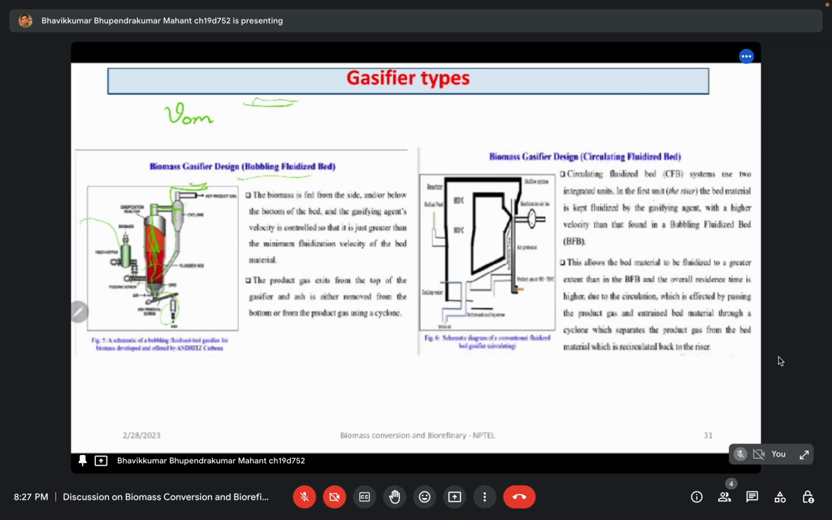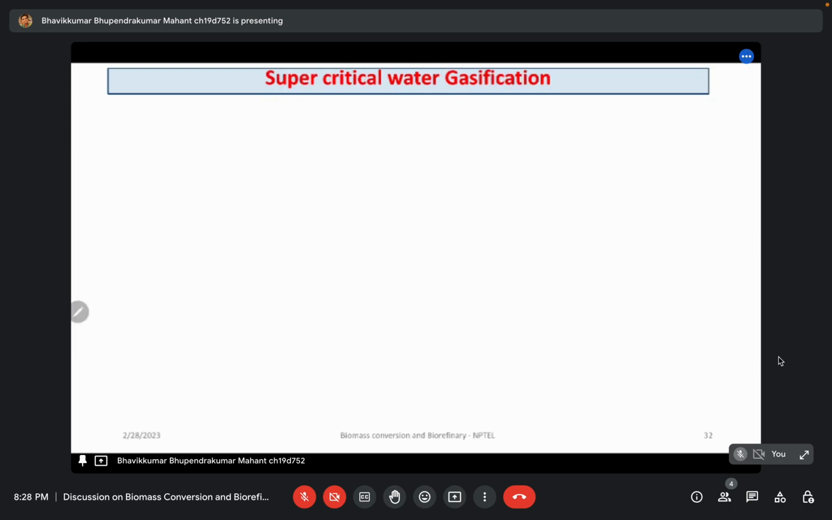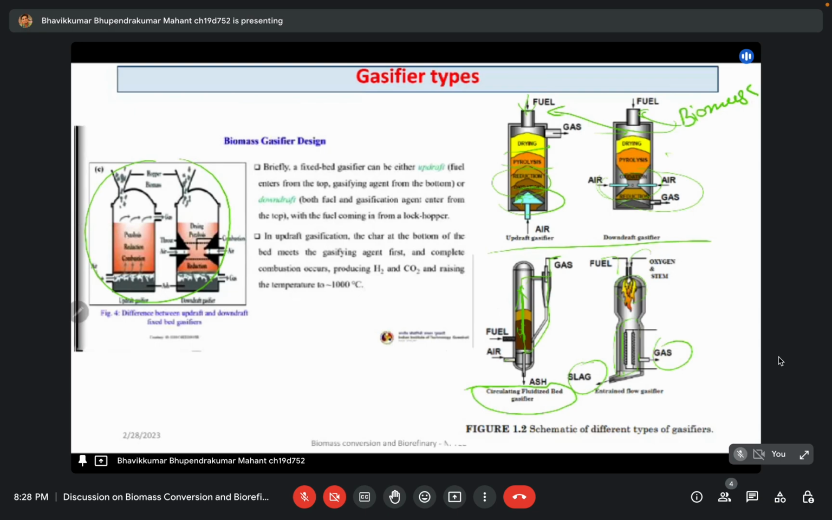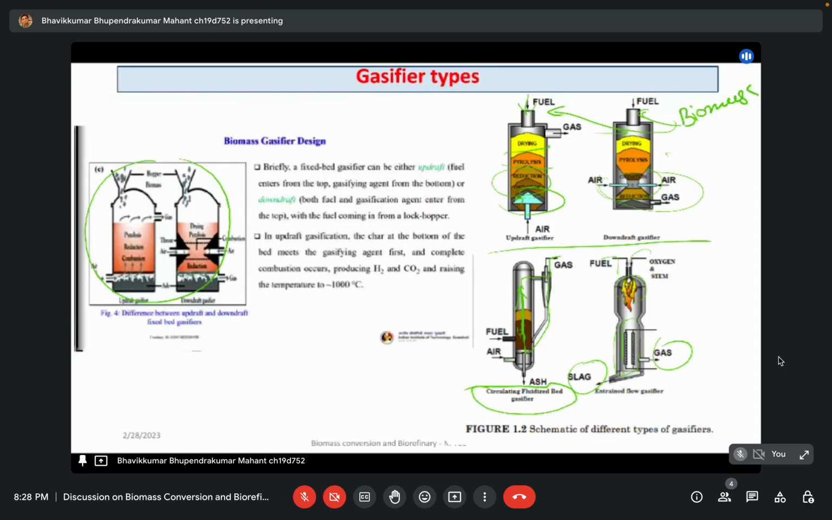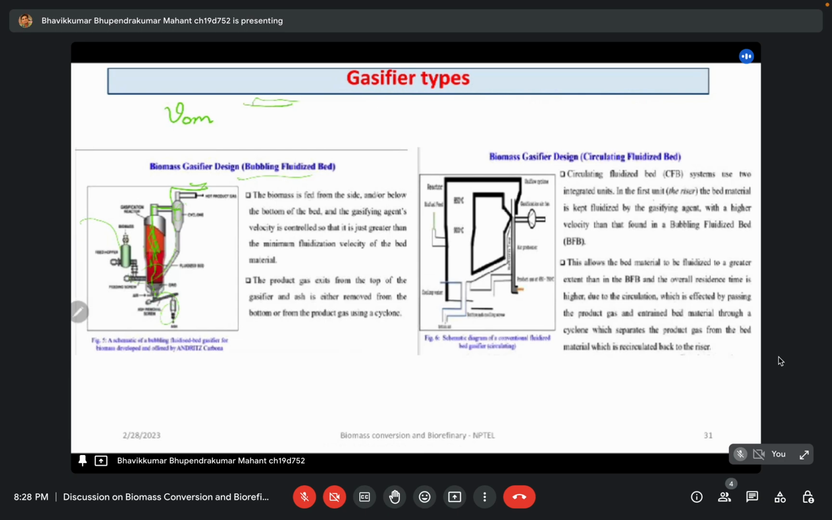Here, maybe you can't see properly, but if you just consider this one, it's like the bubbling fluidized bed. Anyway, this is a circulating fluidized bed. Here we are providing very high velocity, so the whole bed is in circulation mode. It will go into this cyclone separator, and this allows the bed material to be fluidized to a greater extent than in the bubbling fluidized bed.